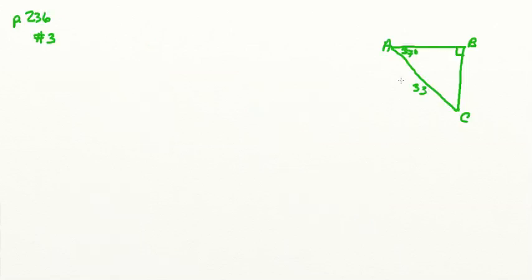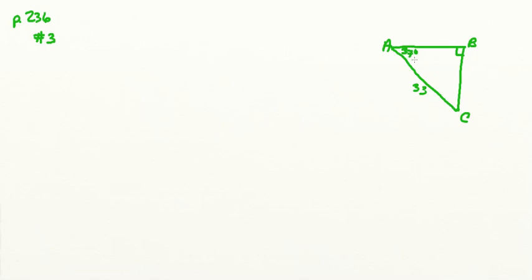On page 236, question 3, it says solve the given triangle. I've drawn the triangle here. It's triangle ABC. Angle A is 37 degrees. Length AC is 33. And we're asked to give the exact answers to the nearest whole number. When it says solve triangle, that means you have to find all the sides and all the angles. So there's a couple ways to do this.